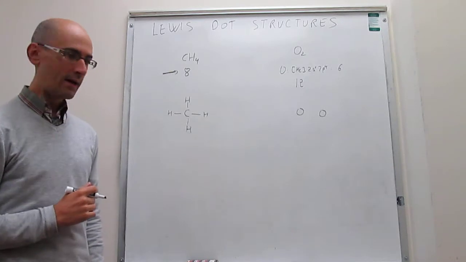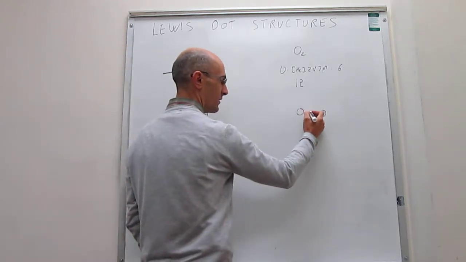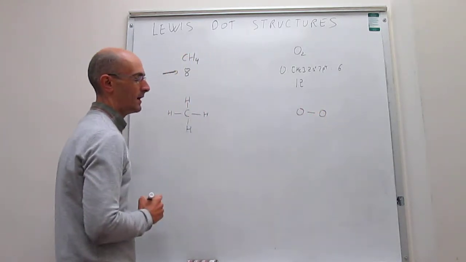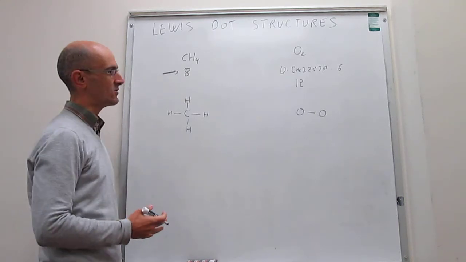All right, let's take a look at oxygen. Here we draw a bond between the 2 terminal atoms. In this case, there's no central atom.